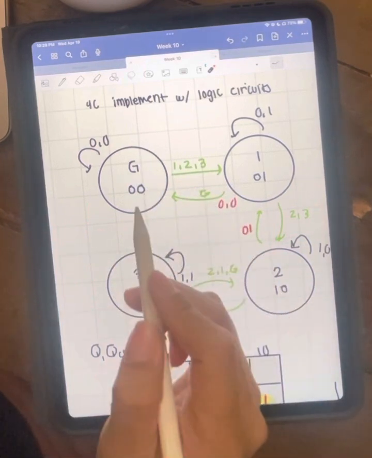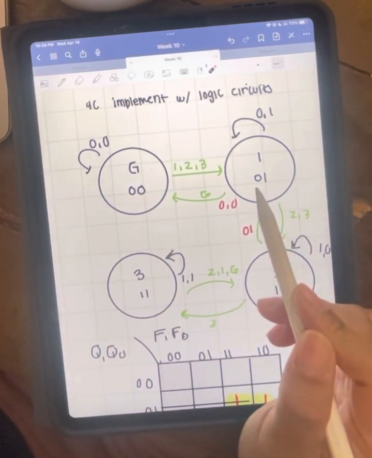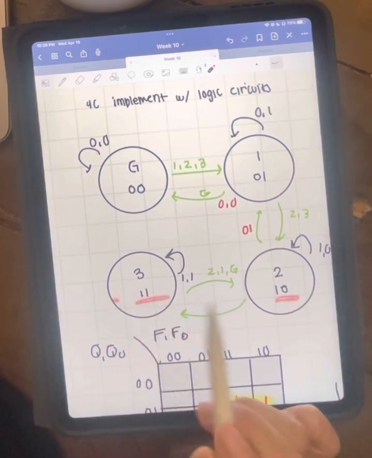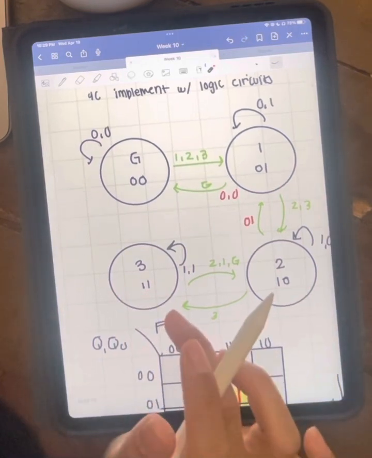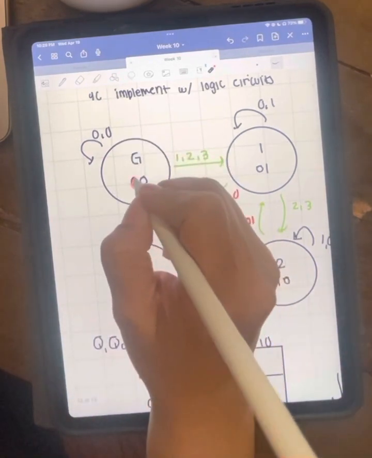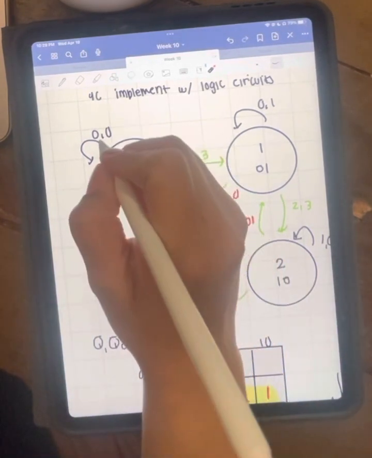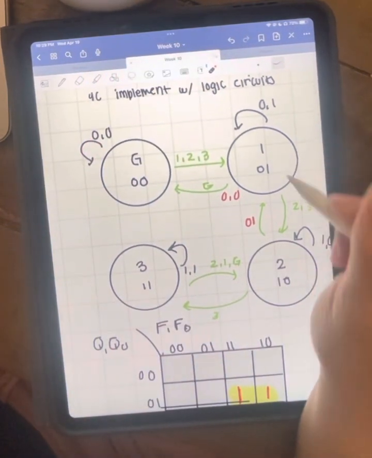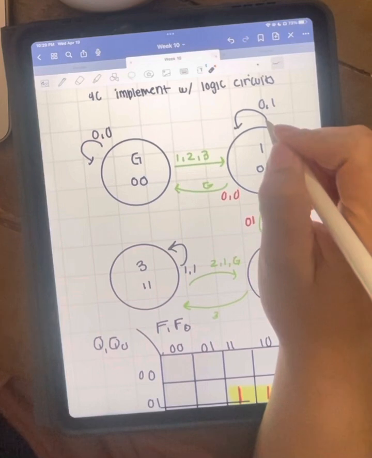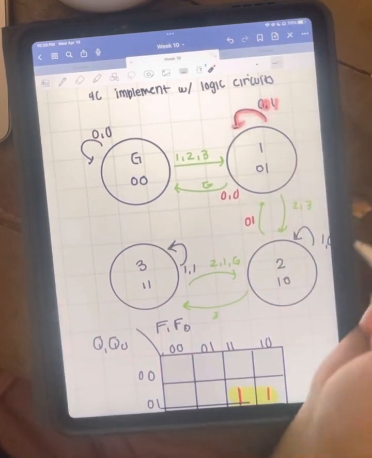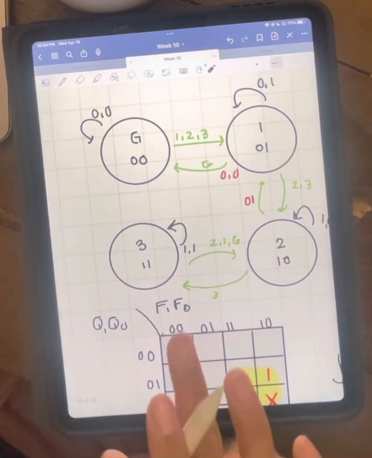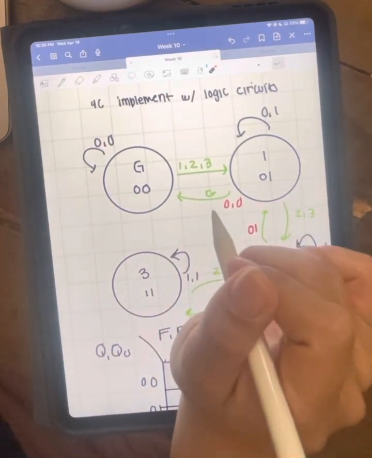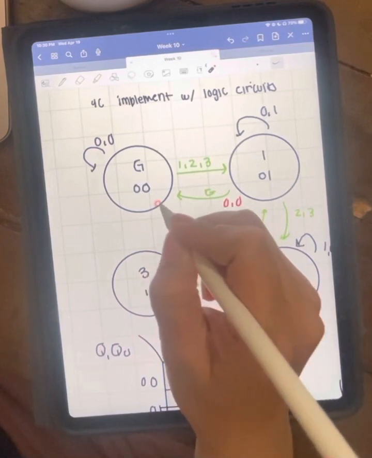G is going to be the binary number for 0, and I did this so that the floor can match the binary number equivalent. So if you're on the ground level floor and the inputs are 0, 0, you will stay at the ground floor. And this is going to be the same for each of these states. If you're on 1 and you have the inputs for 1, you're going to stay at 1, and then 2, and then 3.